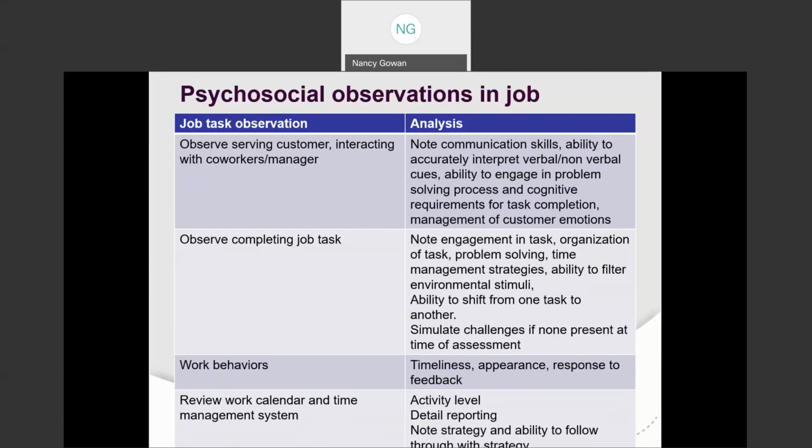You may sit with an employee and review their work calendar and their time management system. With that, you're looking for activity levels. How detailed is their reporting? What strategies do they use around managing their time, such as time blocking? Or how do they follow through? Do they use task lists? Do they have routines or processes that might help them on the job?